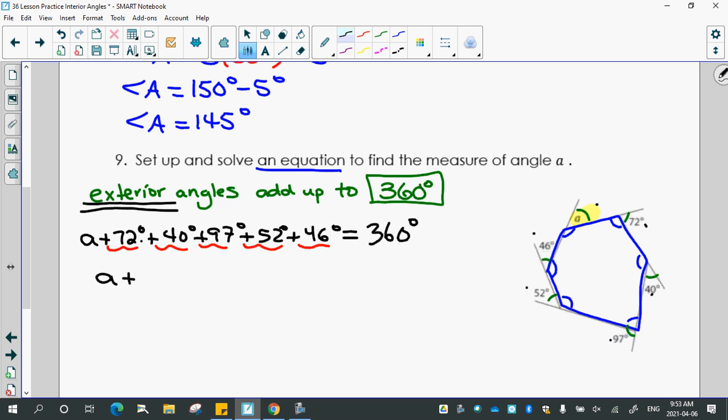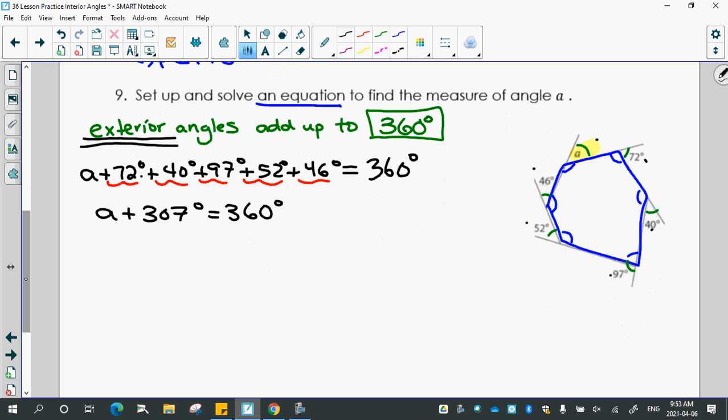72, 40, 97, 52, and 46. Add up to 307 degrees. So to get angle A by itself, I would need to subtract 307 on both sides. Which is going to give me 53 degrees.